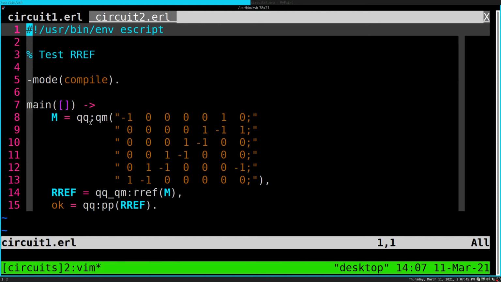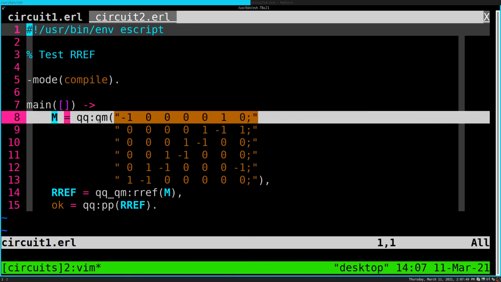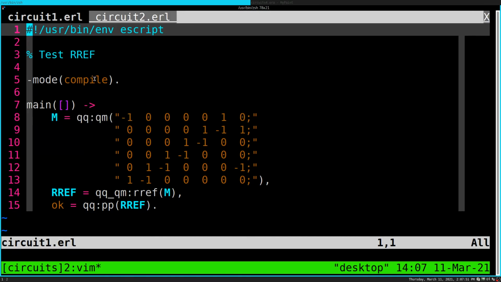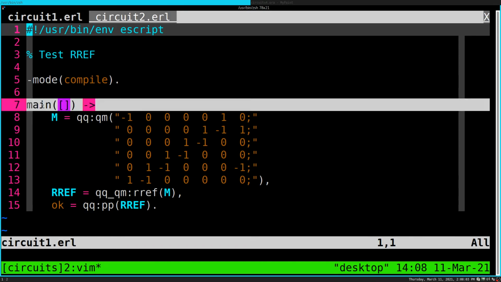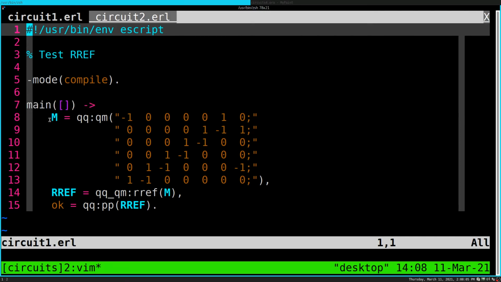QQ, that's the library I wrote. QM means rational matrix, so Q stands for quotient. This line just says compile this before trying to run it, and that way you don't get weird things with the dependencies of functions. Main defines a matrix M, which is equal to QQ QM of this string. In Erlang, if you just put two strings next to each other, it concatenates them.